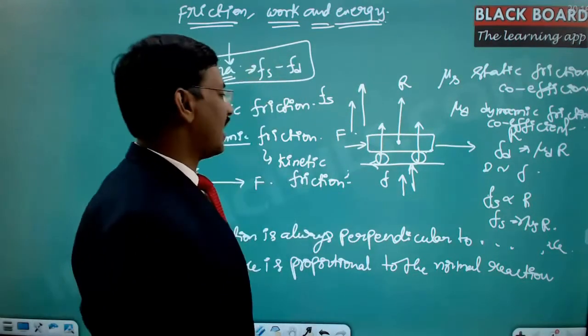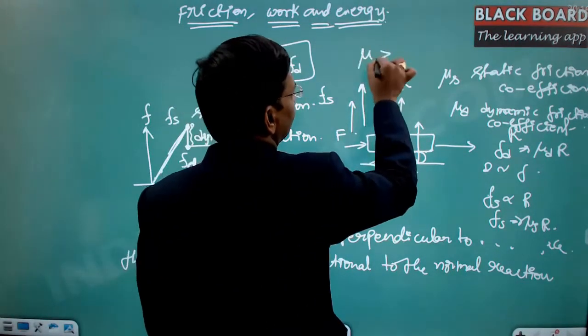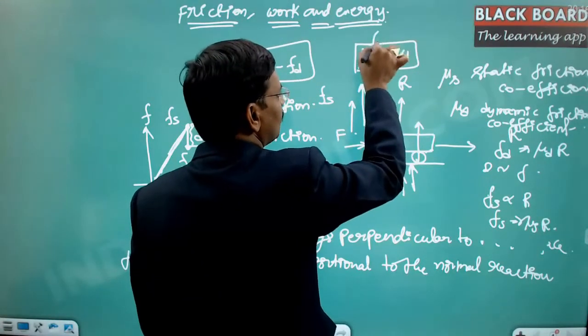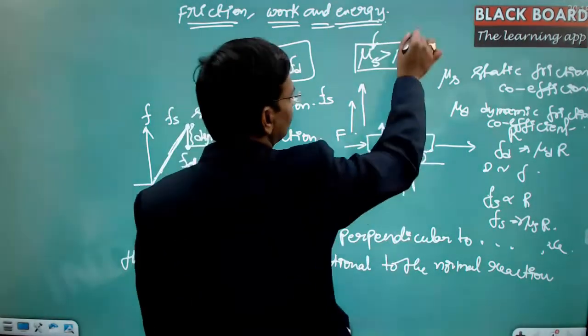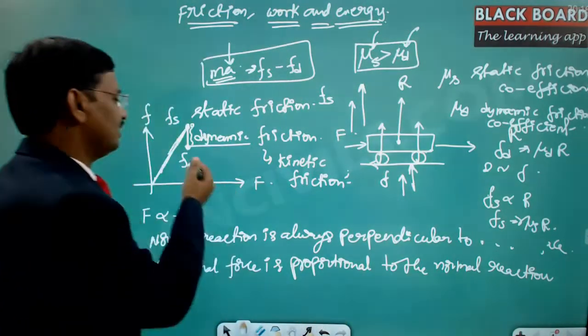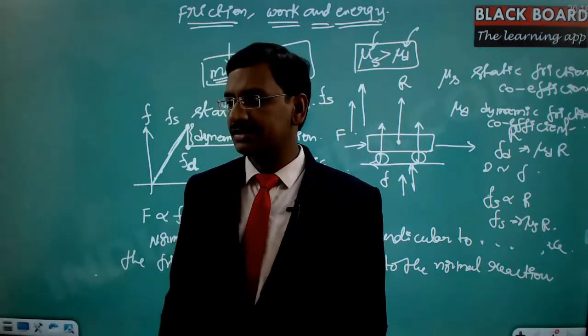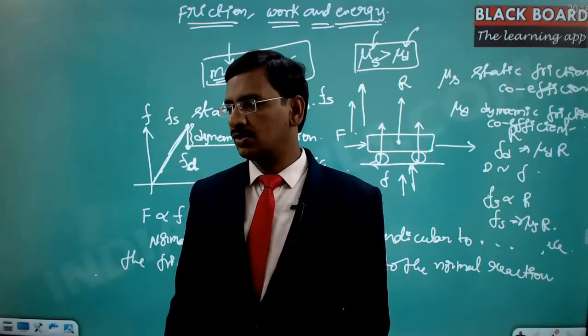Got it? The static frictional coefficient is always greater than the dynamic frictional coefficient, because the frictional force at this stage is more than the frictional force at this particular stage, as I explained in this graph. Do you have any questions on this understanding? Any questions?